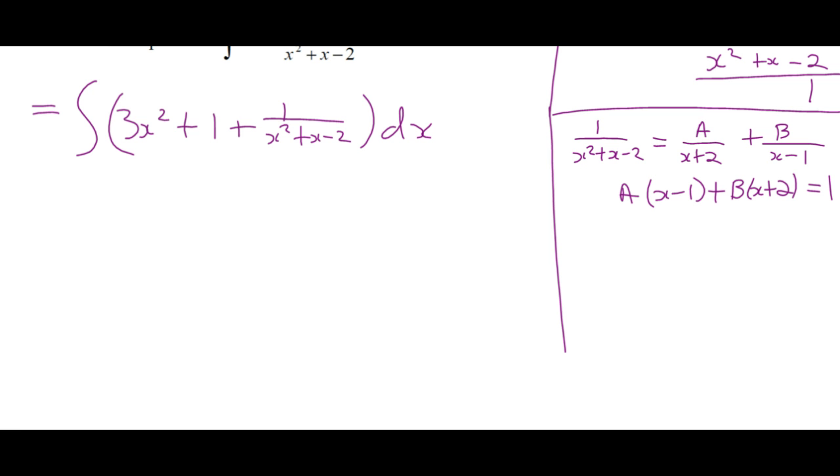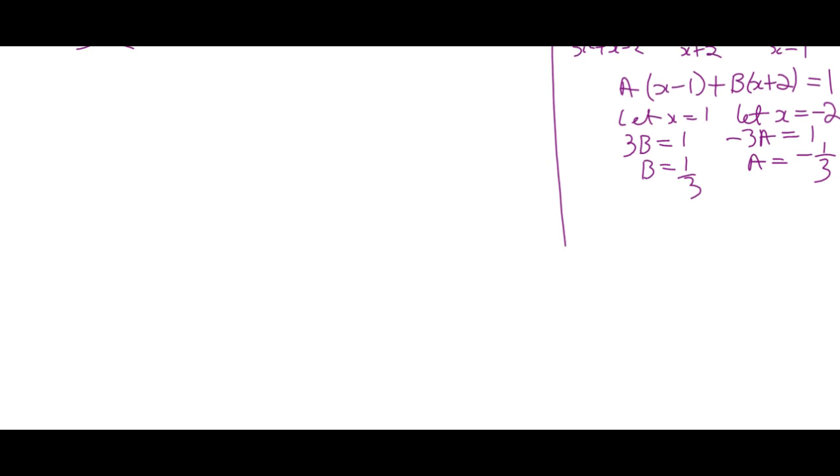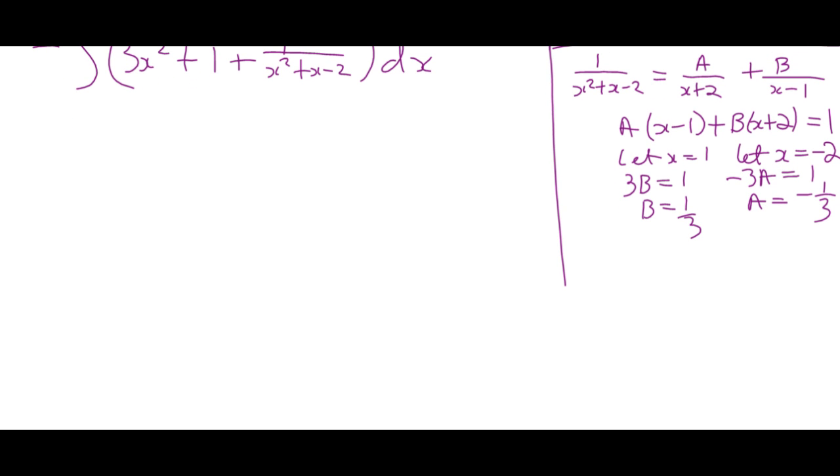Okay, so we let x equal 1. If x is 1, what do we get? 3b is equal to 1, and b is 1/3. And then what do we let x equal? -2. If x is -2, this is gone. We get -3a is equal to 1, and a is -1/3.